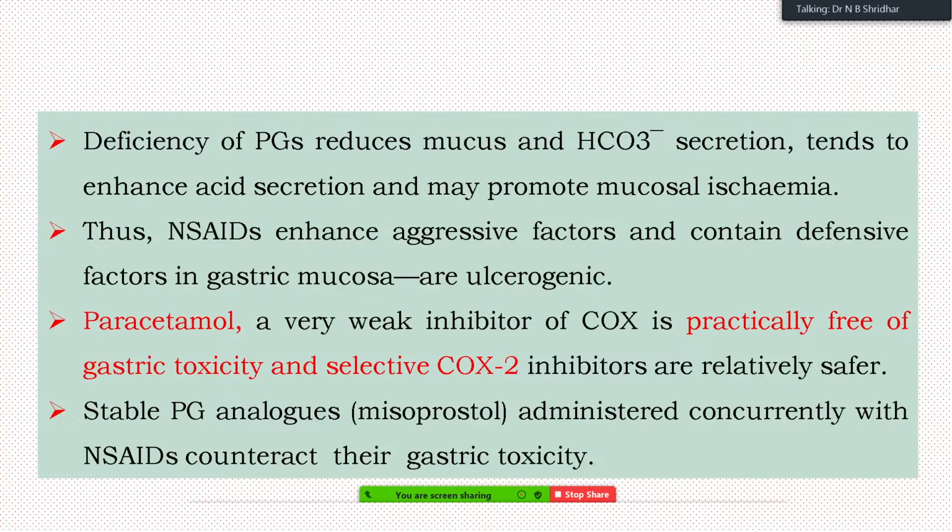Whereas paracetamol is a very weak inhibitor of COX-1 and is practically free of gastric toxicity, and selective COX-2 inhibitors are relatively very safe. Paracetamol, of course, Crocin and other tablets, are weak inhibitors of cyclooxygenase and practically free of gastric toxicity. Stable PG analogs, very similar to the prostaglandins, like misoprostol, as we learned in the earlier chapter, when administered concurrently with NSAIDs counteract their gastric toxicities. Misoprostol is an agonist of the PG, and if you administer them simultaneously, they are going to antagonize the effect.